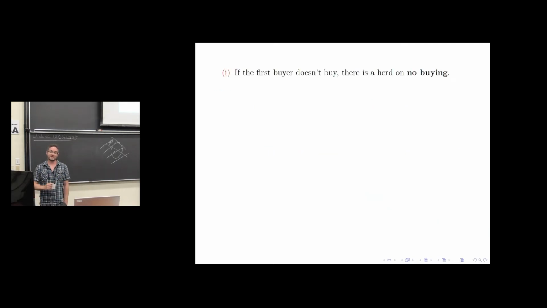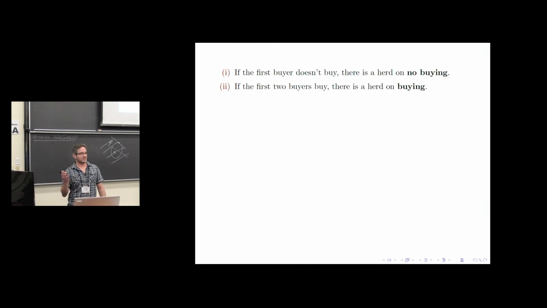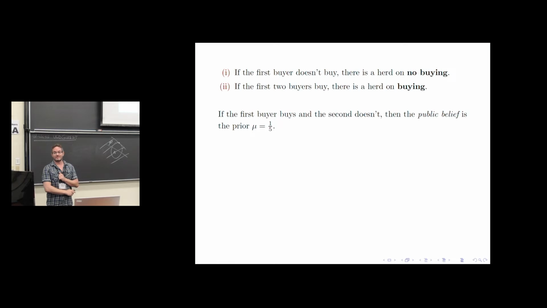So what we saw here is that if the first buyer doesn't buy, we're going to end up with a herd on no buying. A symmetric argument shows that if the first two buyers buy, then we've got a herd on buying. Sorry, one more case. If we get alternating, then we're back to the prior. And at some point, we're going to end up on a herd, either on buy or no buy.